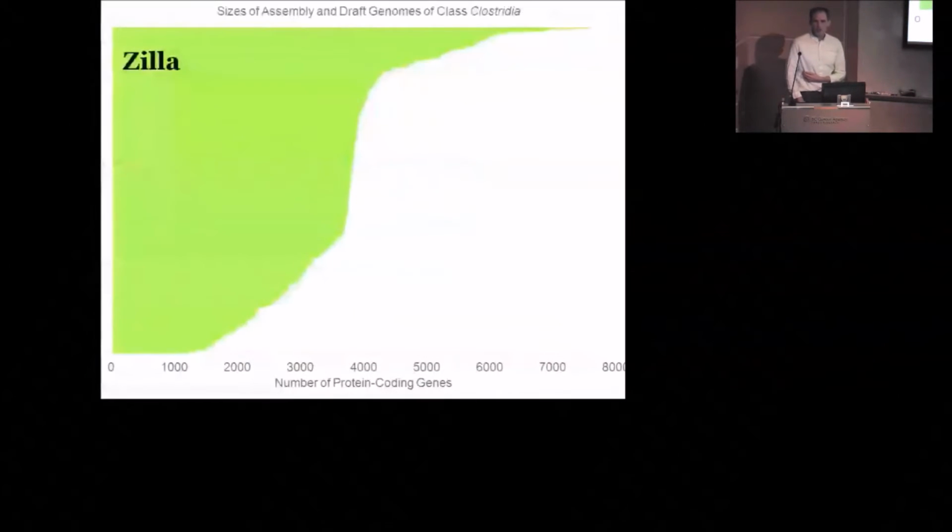And why Lachnozilla in particular? Why is it called Zilla? Because its genome is really big by bacterial standards. Okay, remember this is the game we're playing here.